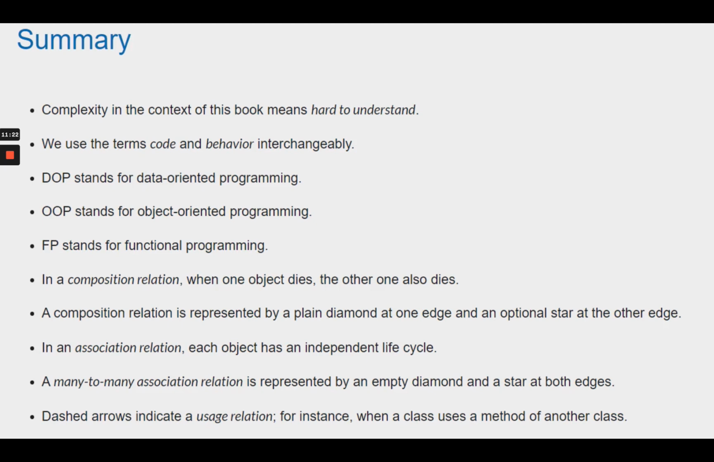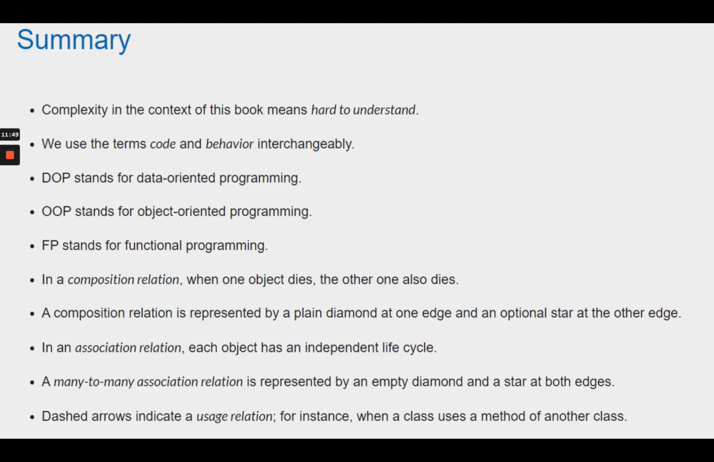In a composition relation where one object dies, the other one also dies. A composition relation is represented by a plain diamond at one edge and an optional star at the other edge. In an association relation, each object has an independent life cycle. A many-to-many association relation is represented by an empty diamond and a star at both edges.